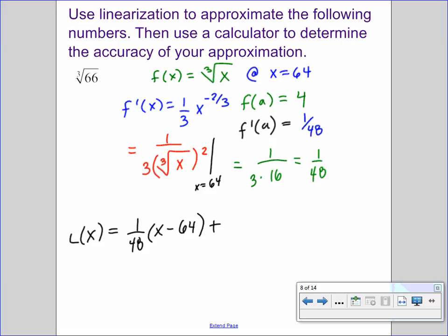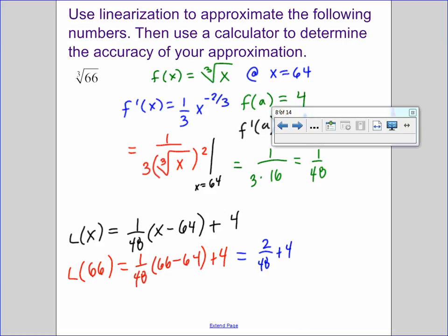Plus 4. And we want L of 66 equals 148 times 66 minus 64 plus 4. So that's 2/48. And I was doing great with my decimals until I got to 124.